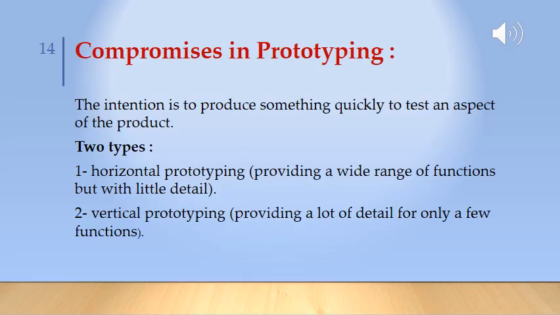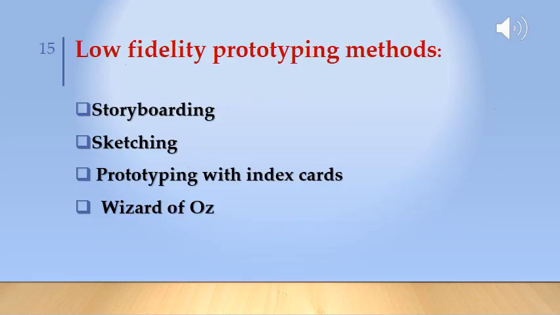The intention of prototyping is to produce something quickly to test an aspect of the product, so it will not be free of compromises. Two types identified: horizontal prototyping, providing a wide range of functions but with little detail; and vertical prototyping, providing a lot of detail for only a few functions. The author identified four methods for low-fidelity prototyping: storyboarding, sketching, prototyping with index cards, and Wizard of Oz.